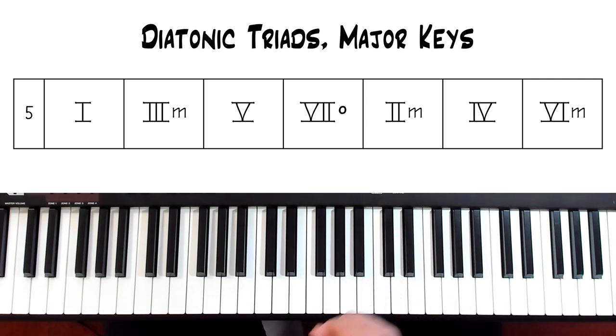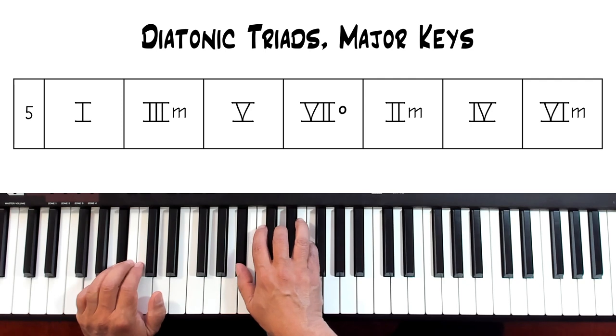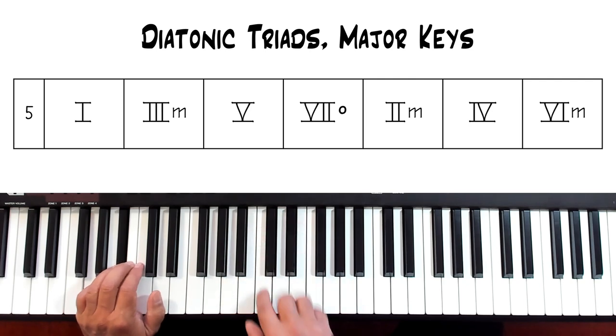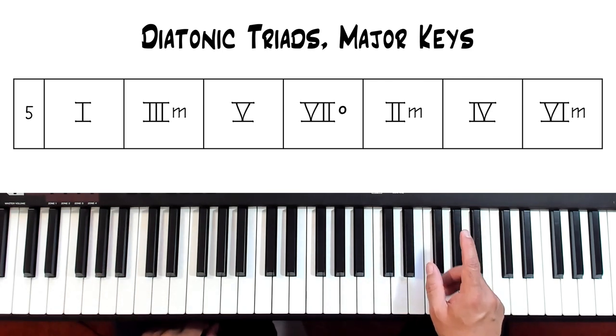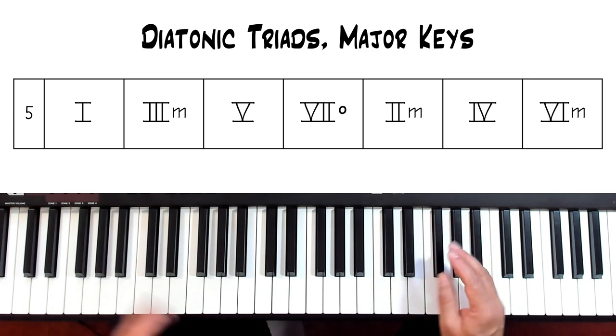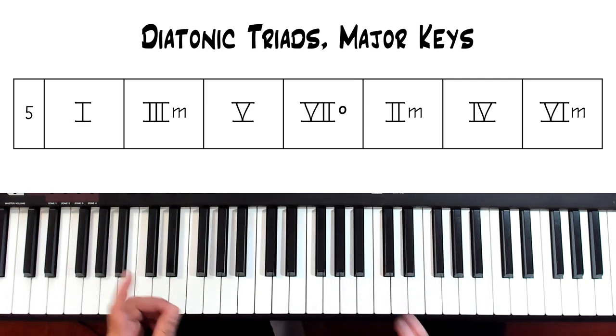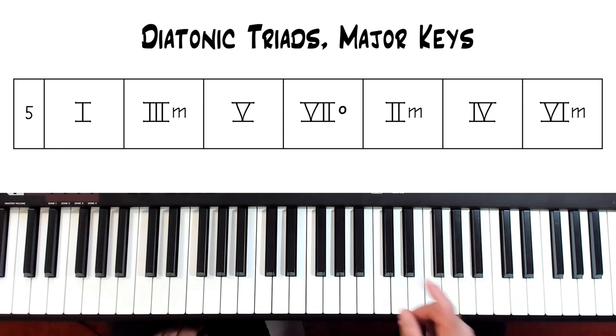Okay, and let's go to two minor. Which key should we do? How about B flat? Two minor in the key of B flat. Re, fa, la, fa, re. And let's move to four major. And Alfie Lucero, I'm glad that you're getting audio. Thank you for letting me know, because sometimes I don't turn my audio on and I just continue with my lecture.